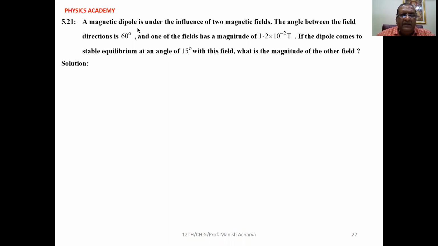5.21. A magnetic dipole is under the influence of two magnetic fields. The angle between the field directions is 60 degrees and one of the fields has the magnitude of 1.2 into 10 raised to minus 2 Tesla. If the dipole comes to stable equilibrium at an angle of 15 degrees with this given field, what is the magnitude of the other field?